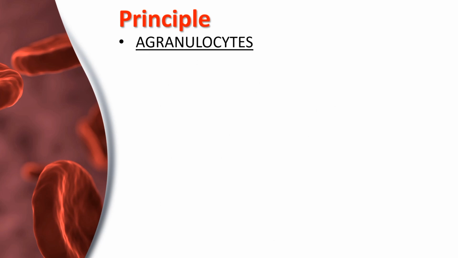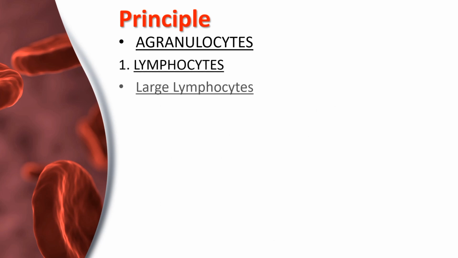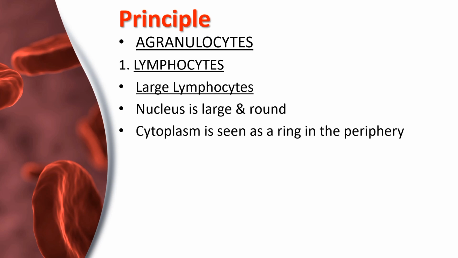Second type of lymphocytes is large lymphocytes. Their nucleus is dark blue. It is large and round, almost covering the whole of the cell. The cytoplasm of large lymphocytes is light blue, which is seen as a ring in the periphery. The amount of cytoplasm in large lymphocytes is larger as compared to small lymphocytes.